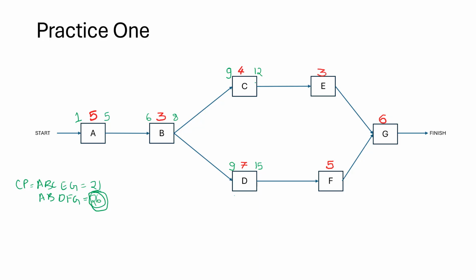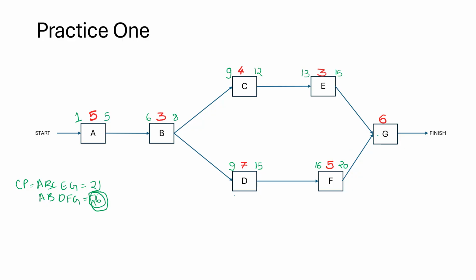E is only dependent on C, so this can start on the 13th day. And when will it finish? 13 plus 3 is 16 minus 1, 15. Task F will start on the 16th day. And when will it end? 16 plus 5 is 21 minus 1 is 20. So it will end on the 20th day.